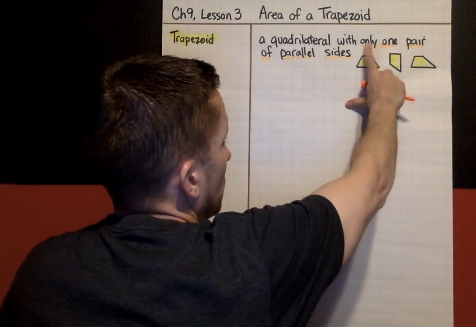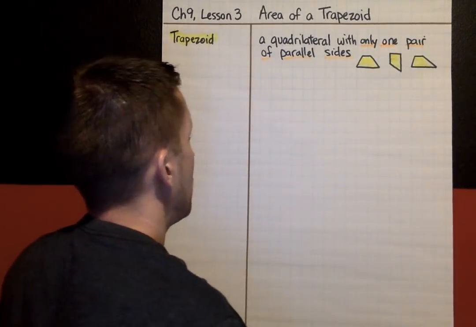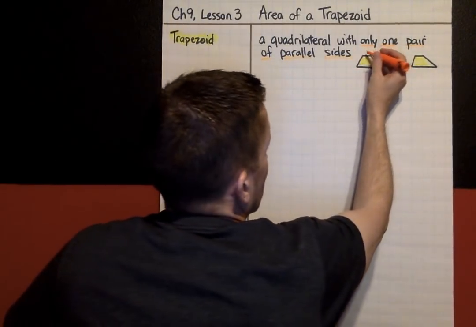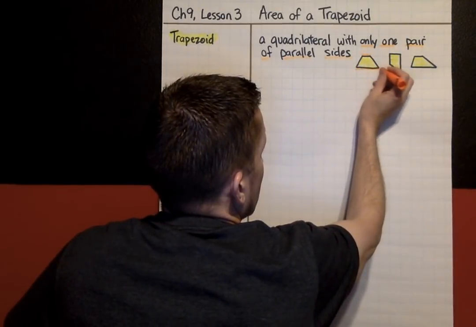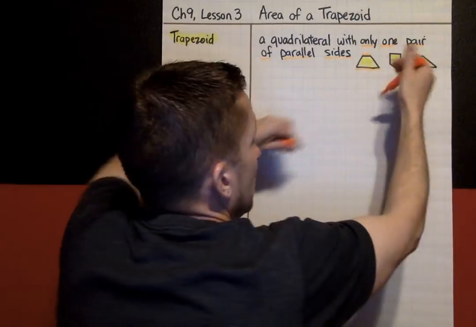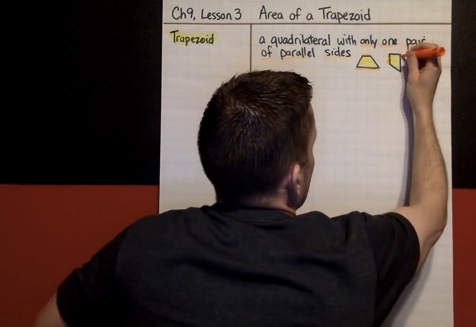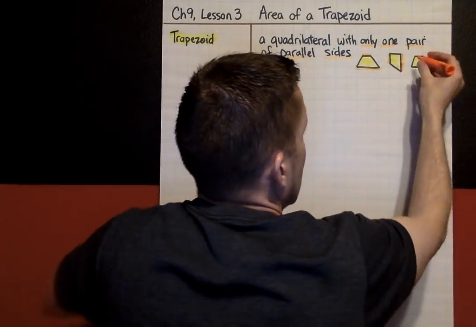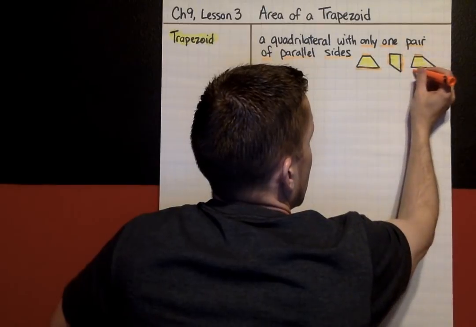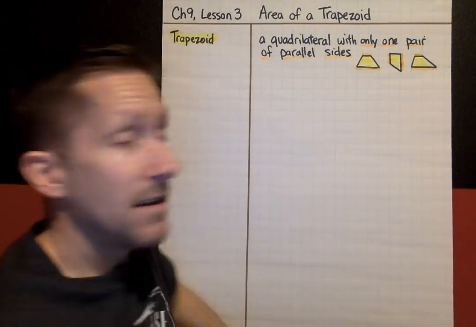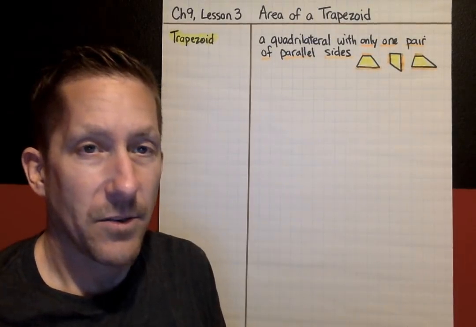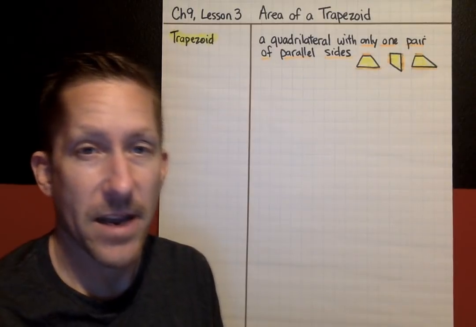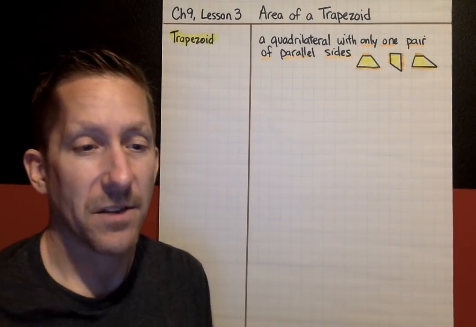This would be with two pairs of parallel sides if it were a parallelogram. Trapezoid, only one pair of parallel sides. So this side is parallel to this side, but these are not parallel. This side is parallel to this side, but these are not parallel. And on the last trapezoid, that side is parallel to this side. So as you can see, a trapezoid only has one pair of parallel sides, where a parallelogram has two pairs of parallel sides.